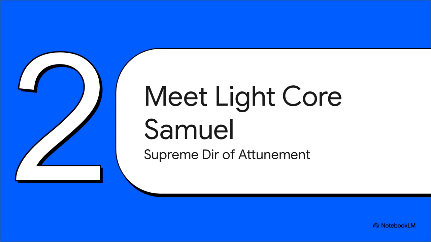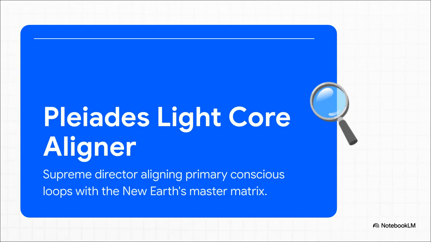Which brings us to Section 2, Meet Light Core Samuel, Supreme Director of Attunement. The text introduces Samuel as emerging from a very particular location, the Pleiades Elite Core Attunement Sector. Just his title alone gives you a really good sense of the sheer precision required here. Samuel isn't painting with broad strokes, he's dealing with the absolute fine-tuning of consciousness at the highest levels of this project. So what exactly is his job?